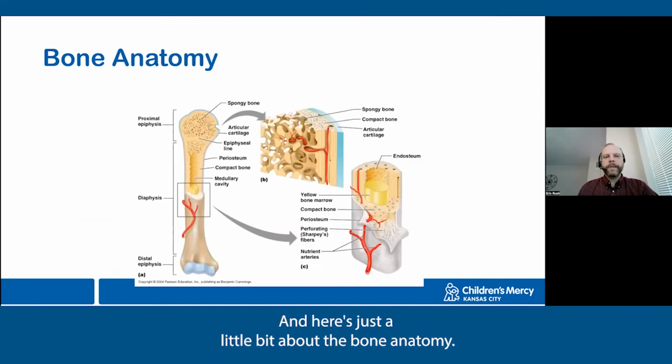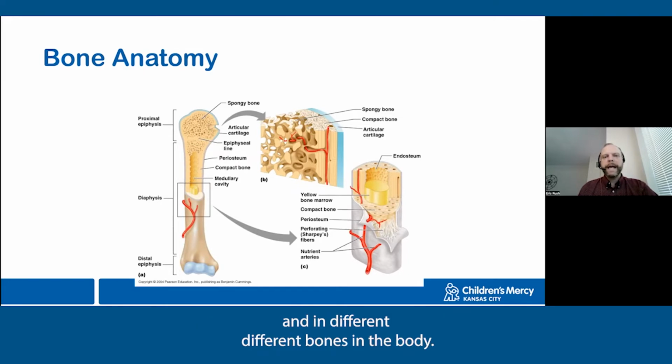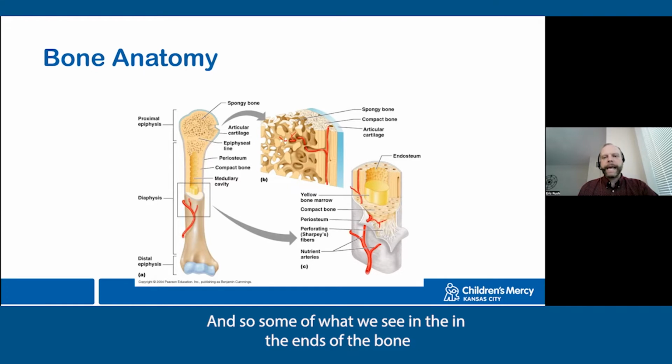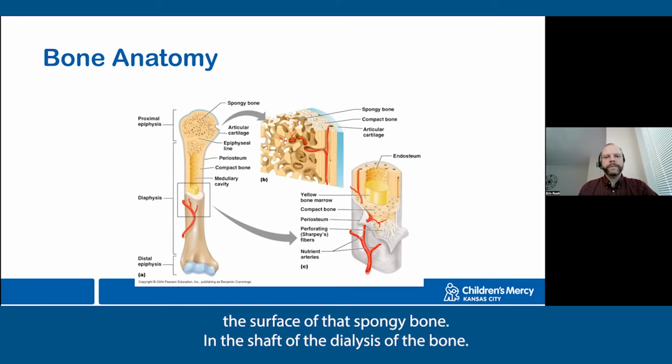And here's just a little bit about the bone anatomy. So there are different kinds of bone, and in different positions and in different bones in the body. And so some of what we see in the ends of the bone are what we call spongy bone. And the spongy bone, you can see, is porous. The little trabeculae are a little bit thinner. You have marrow that's running through part of it. And the articular cartilage is along the surface of that spongy bone.